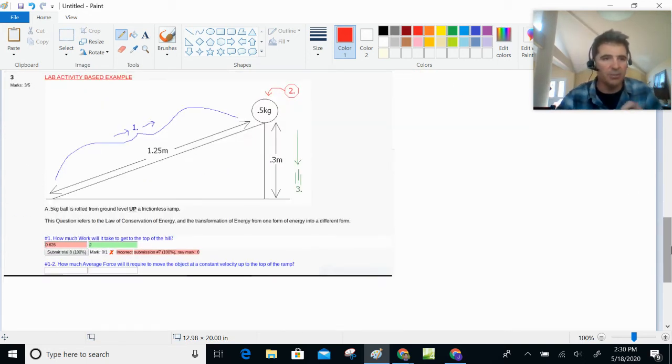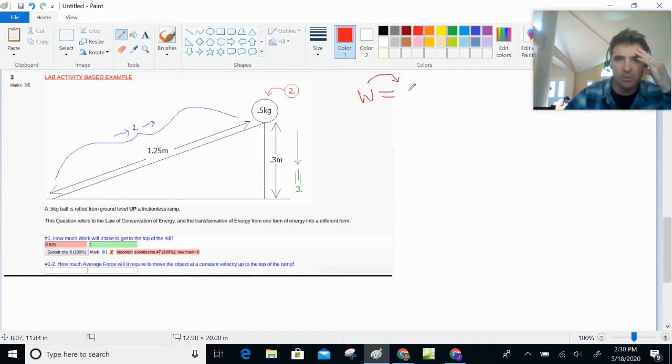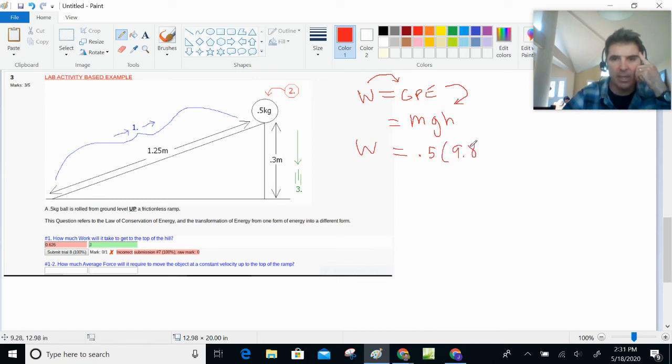And then finally on this one, how much work did it take to get to the top of the ramp? Well, in this case, the work that you do to get to the top of the ramp is going to be equal to the gravitational potential energy you gain. So how much gravitational potential energy will you gain? You will gain mgh, because that's what gravitational potential energy is. It's mass times gravity times height. And so the work that you will do will be equal to the mass of 0.5 kilograms times 9.8 times a height of 0.3 meters.